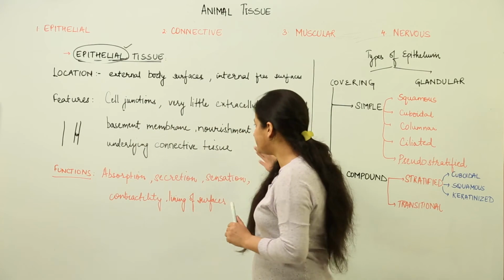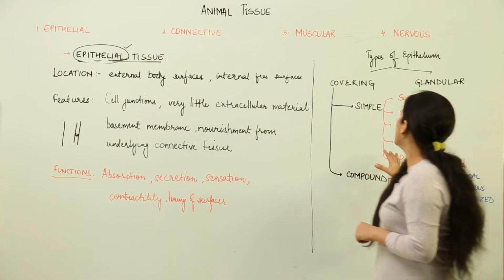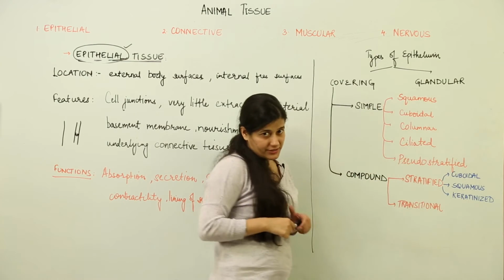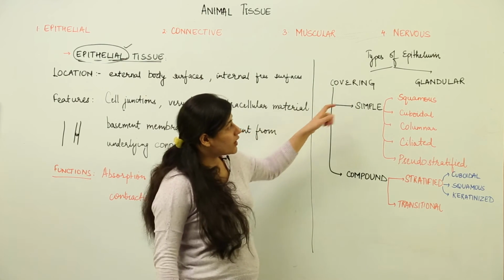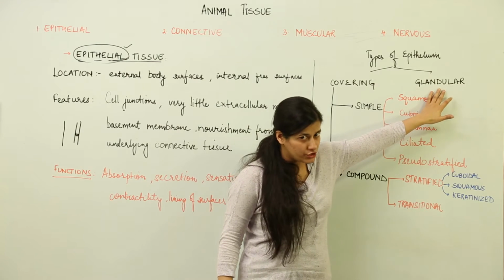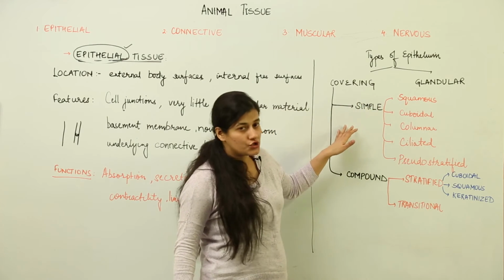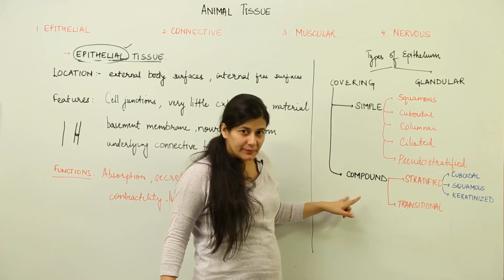Now let us see on the basis of types of cells how many epithelial tissues are present. There are two types. One is covering, as we discussed earlier, and one is exclusively secretory, that is the glandular epithelial tissue. In the covering epithelial tissue, we have two types of epitheliums, that is simple and compound.